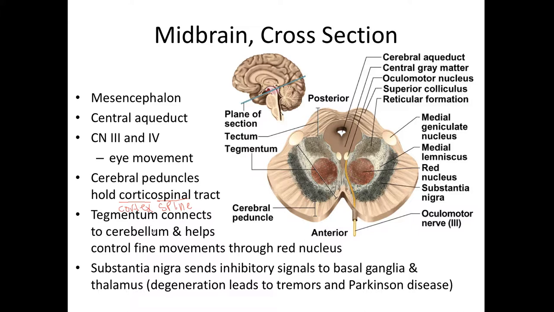The tegmentum connects to the cerebellum and helps control fine movements via the red nucleus. The red nucleus is named the red nucleus because it is red. So that's right there. Here we have the tegmentum, and the tectum, my bad, the tectum we'll talk a little bit more about. The tectal plate consists of two bodies that control eye movement in response to visual tracking and rapid movements of the head to orient to sound. Those are next up.